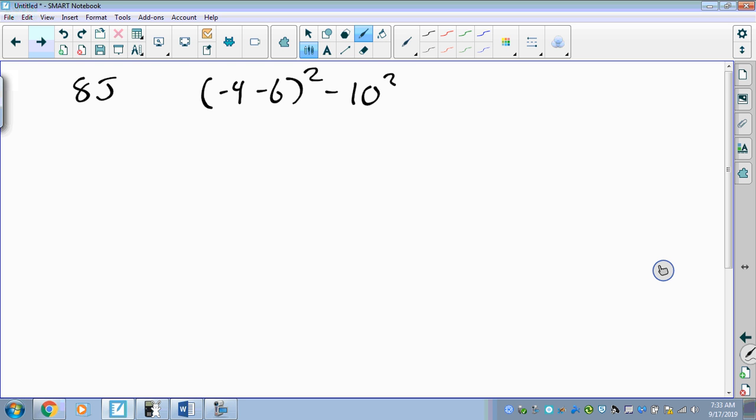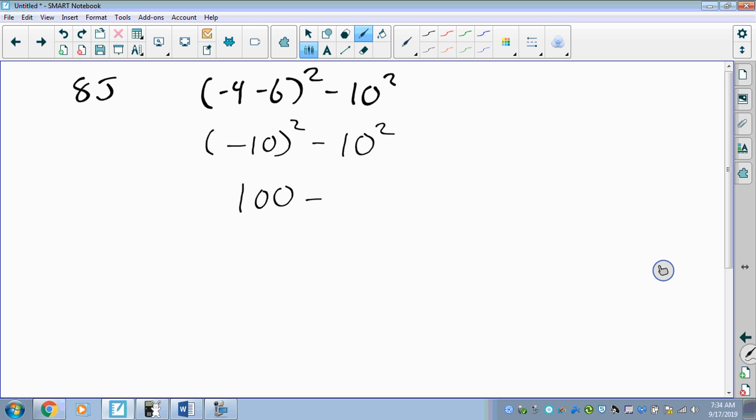So this is 8j. This is -4 minus 6 raised to the second power minus 10 to the second power. So this right here, by the way, is what we just went over. That is negative. So it's again going to be this. Okay. But anyway, let's get this. -4 minus -6 is going to be -10 squared. Okay. And this is exactly what we just looked at, right? So this is going to be 100.